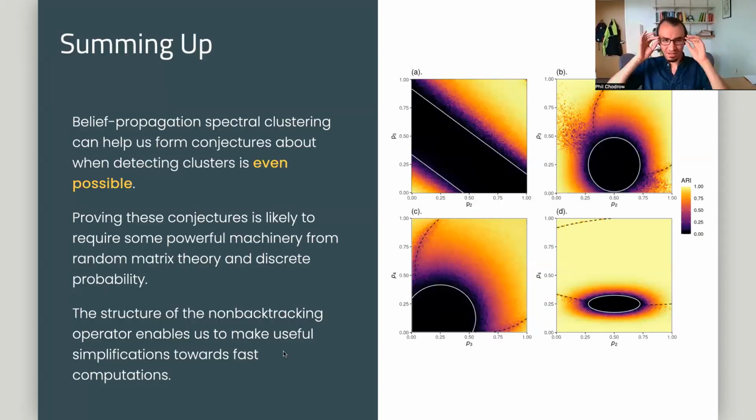The messages that I want to leave you with today are, first, belief propagation spectral clustering can help us form conjectures around when detecting clusters in hypergraphs is even possible. Proving these conjectures is likely to require some very powerful machinery from random matrix theory and discrete probability. If you're really into those topics, please have at it. I'd love to see what you do. And finally, the structure of the non-backtracking operator enables these nice Ihara-Bass theorems, so we can make useful simplifications toward fast computations.